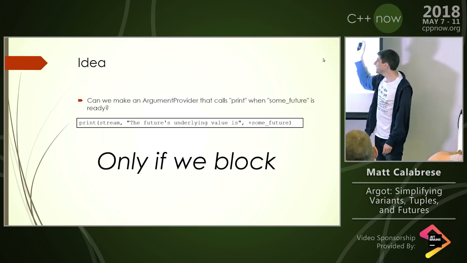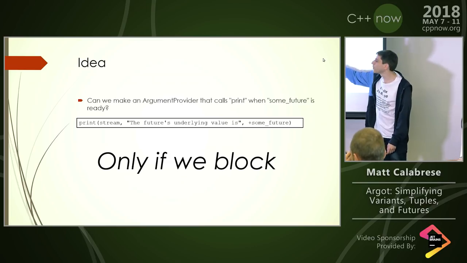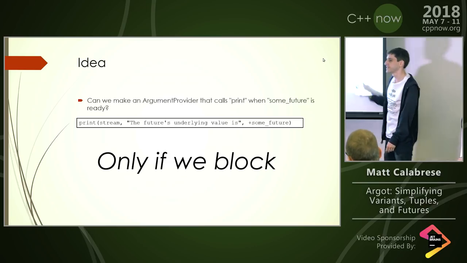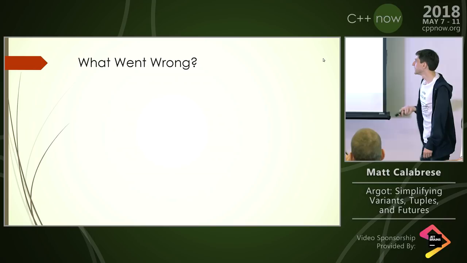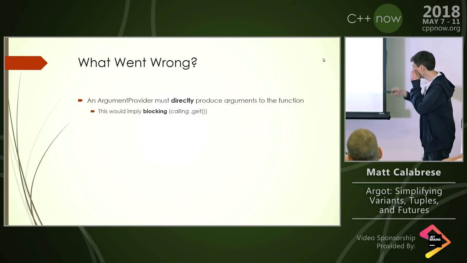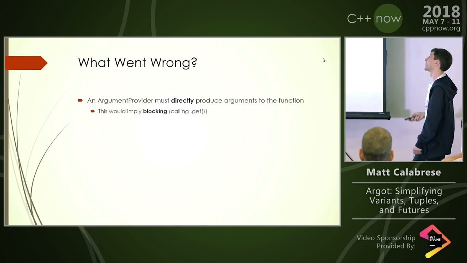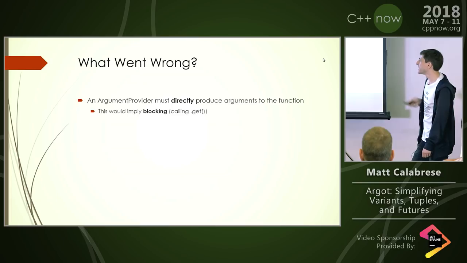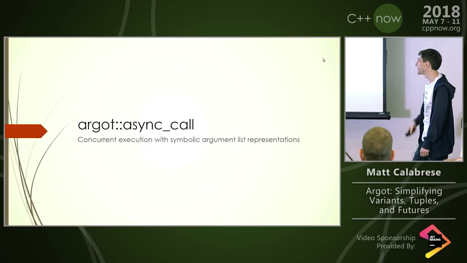But even though it can't represent it, it seems like there might be some way we can create some kind of algorithm that can still use this syntax. So what went wrong? Argument providers must directly produce the arguments to the function. If you attended last year's talk, you'd understand why this is the case. The only way we could implement it is by blocking, but we don't want to do that. The result would not be a future.